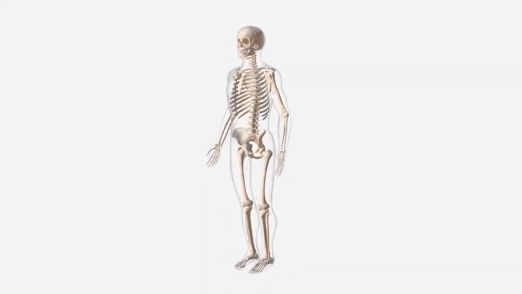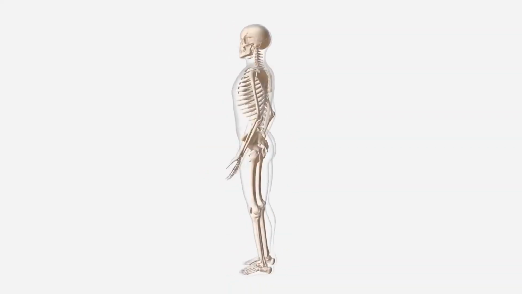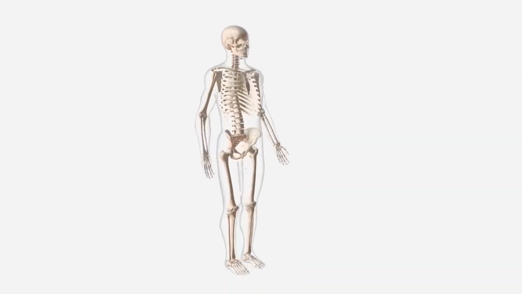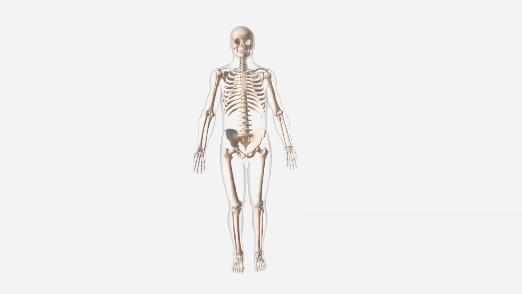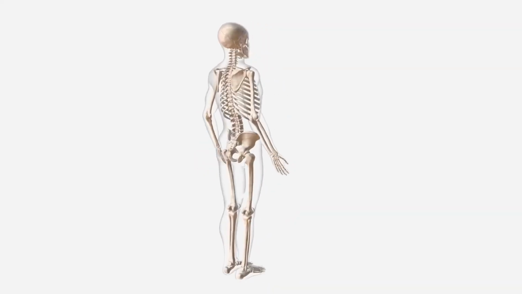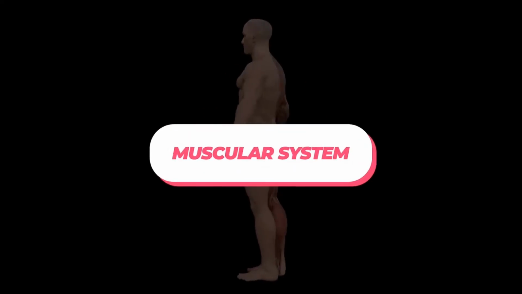Bones are connected to each other at joints, which allow movement. The skeletal system also plays a number of important roles in the body. It provides support and protection for internal organs, helps maintain posture and balance, and produces blood cells in the bone marrow.